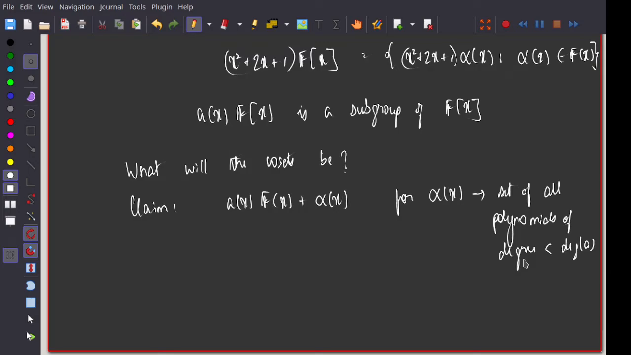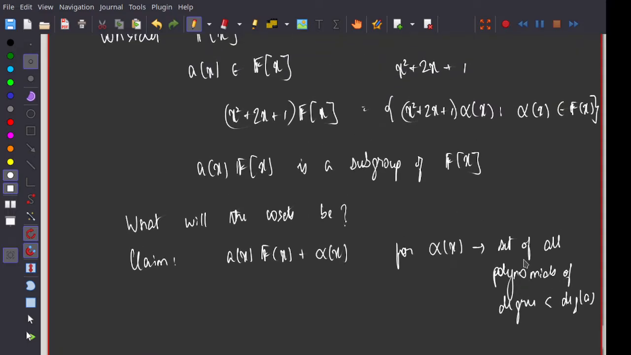So therefore it suffices to take the set of all polynomials with degree less than the degree of, in this case, less than 2. So for the coset representatives, it is enough to take all those polynomials whose degree is strictly less than 2. Right?